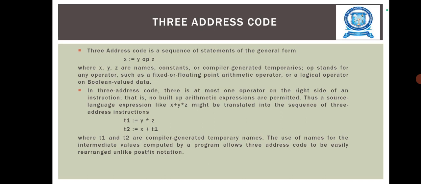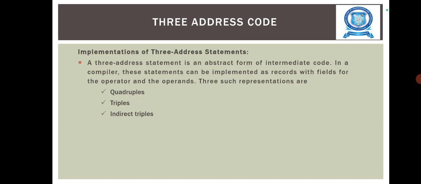Thus, a source language expression like x + y * z must be translated into a sequence of three address instructions: T1 = y * z, T2 = x + T1, where T1 and T2 are compiler generated temporary names. The use of names for the intermediate values computed by a program allows three address code to be easily rearranged, unlike postfix notation.